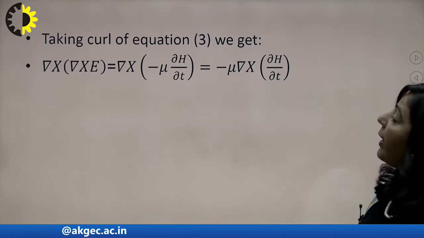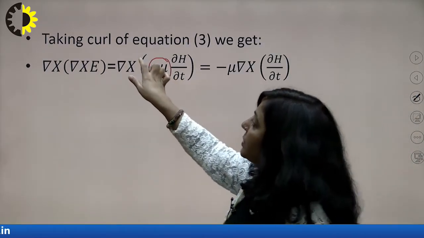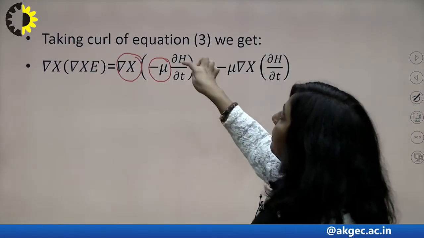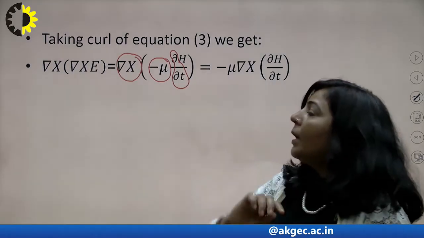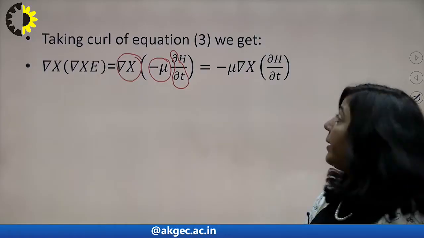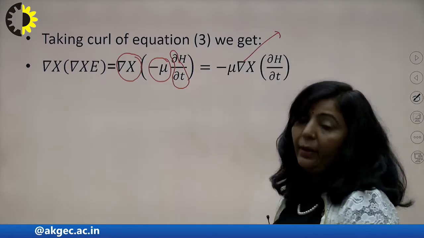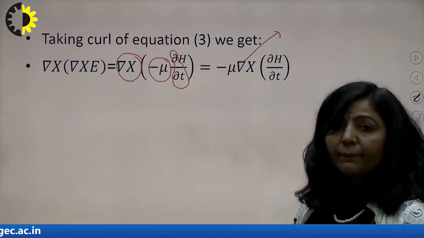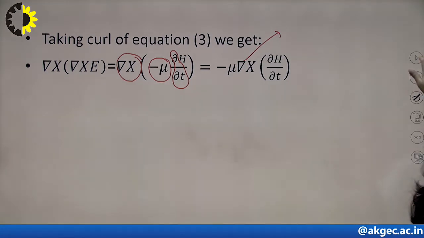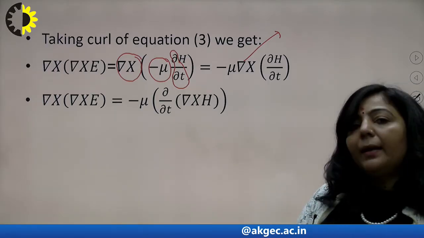On the right hand side, you can see minus mu is a constant, del cross is the curl operator, and del by del t is a partial differential operator, that is differentiation with respect to t. So minus mu is taken outside, and here you get the curl of del H upon del t. Next step, you know what you have to do. The curl operator depends upon x, y and z, and del by del t depends upon time. These two operators are independent of each other, so you can interchange them. After interchanging, you get del by del t of curl of H.